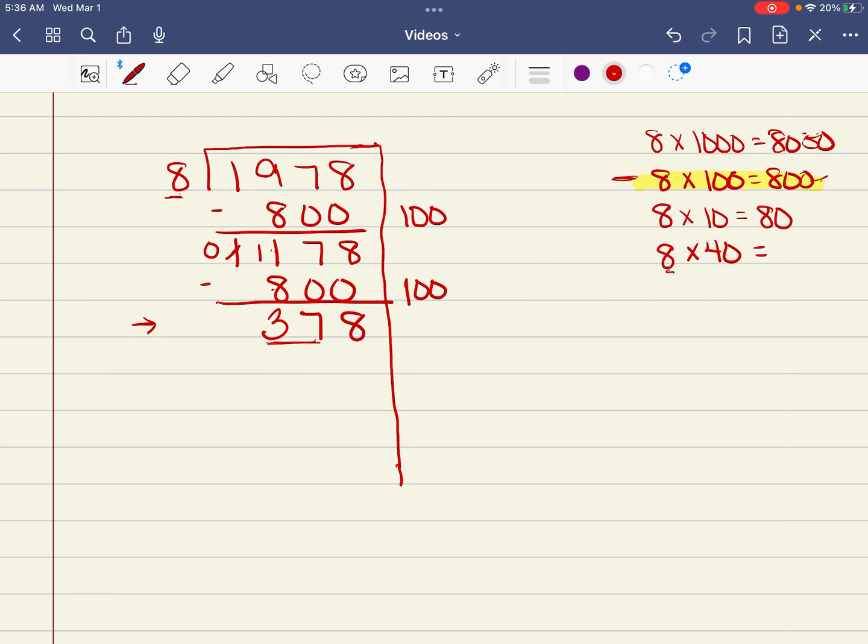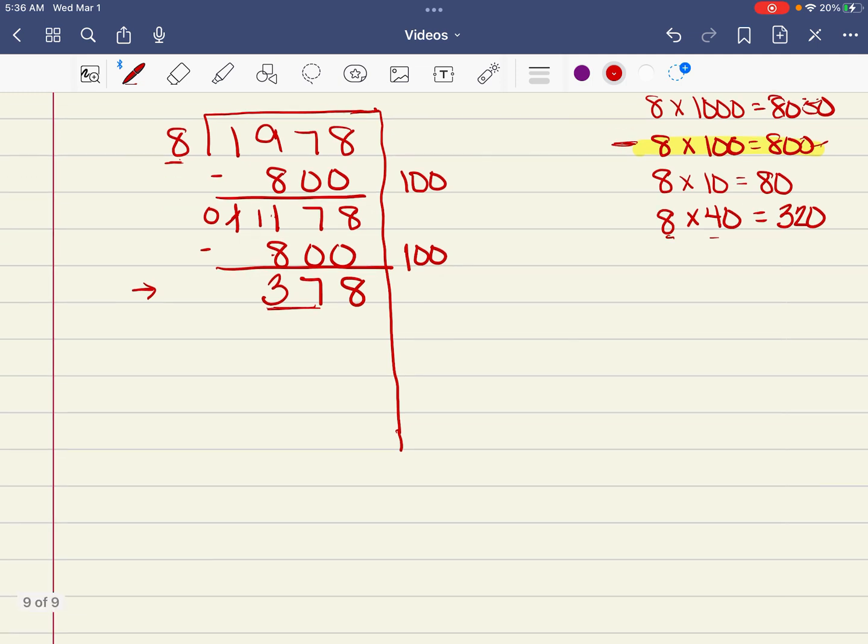Well, 8 times 4 is 32, so 8 times 40 is 320. That would totally work because I have 378. So I'm going to go ahead and subtract 40 groups of 8.